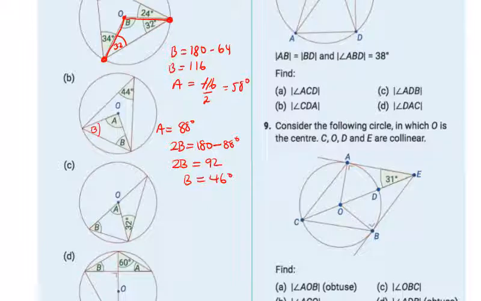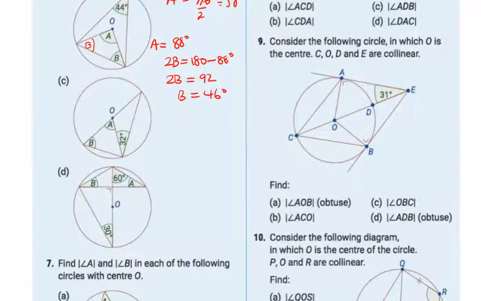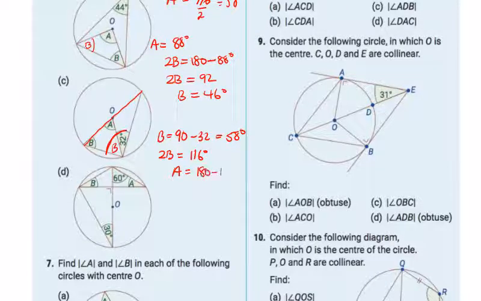And the next one, where can we start here? We've got a radius and a radius. So I've got a B in here. And this is a diameter. So this angle up here has to be 90, and we had a B in there. So B is equal to 90 minus 32, which is 58. 2B is equal to 116. So A is equal to 180 minus 116, which is 64 degrees.